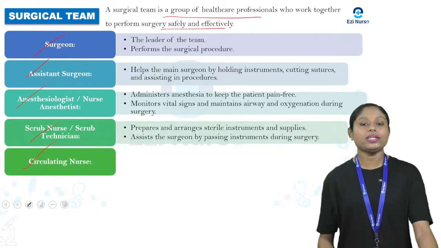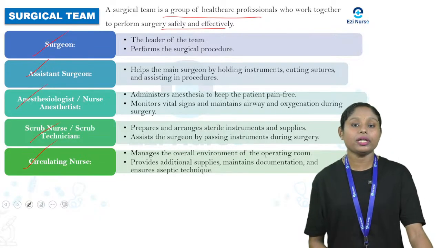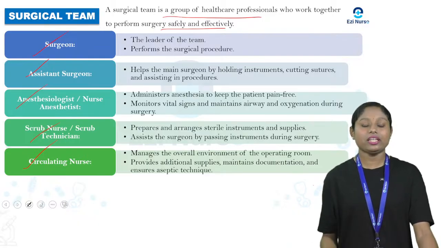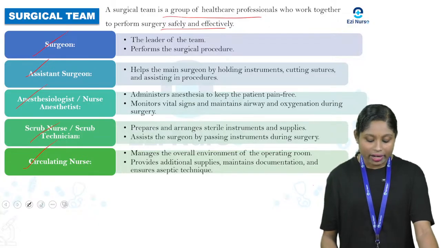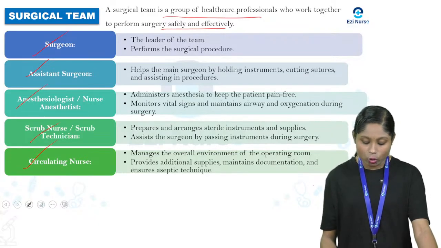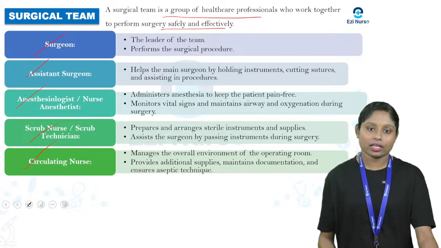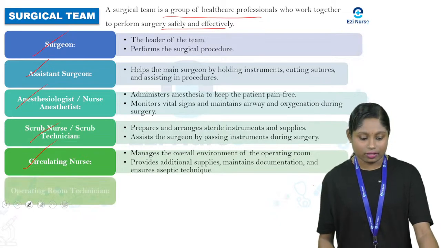Next is circulating nurse. The circulating nurse manages the overall environment of the operating room. So she or he is the person managing everything that happens in an operation theatre. Provide additional supplies, maintaining documentation and ensuring aseptic techniques, like the sterile techniques. She should maintain those sterile techniques.